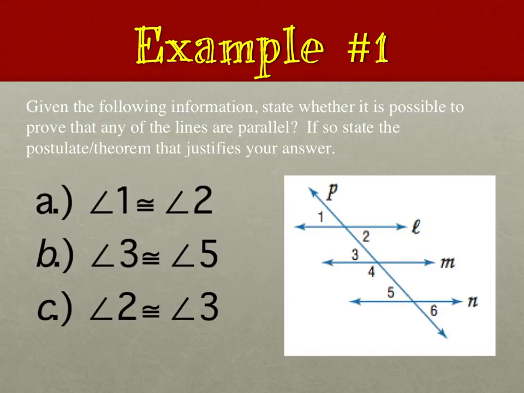So let's take a look at our first example. We are given the following information. State whether it would be possible to prove any of the lines are parallel. If so, state the postulate or theorem that justifies your answer. All right, so angle 1 and angle 2. What we are looking for is, are these corresponding angles? If they're congruent, that means the lines are parallel. Are these alternate interior angles or alternate exterior angles?